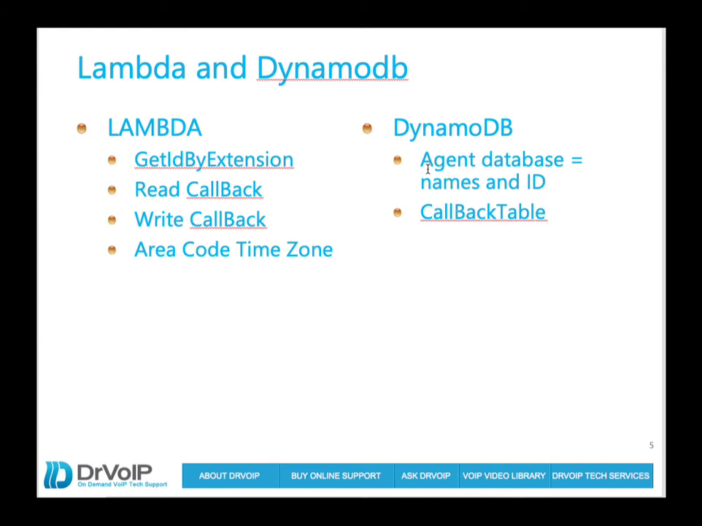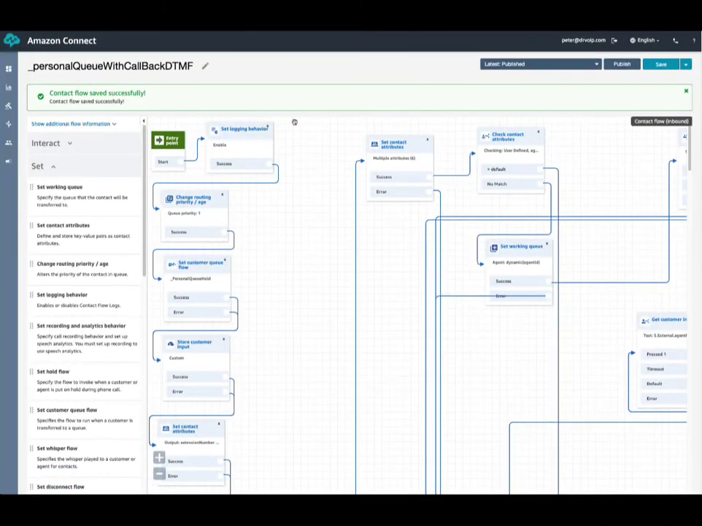And that's all going to be in at least two databases. One, the agent database that contains the names and the agent's unique ID, and we'll also have the callback table. So let's go forward and look at the actual contact flows that we're going to use in this scenario. Okay, we have a contact flow that we've created called personal queue with callback DTMF. There's another one that says personal queue with callback Lex.